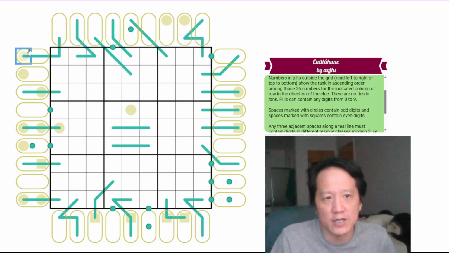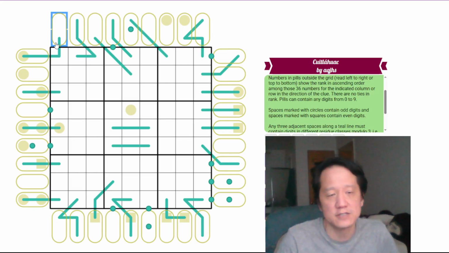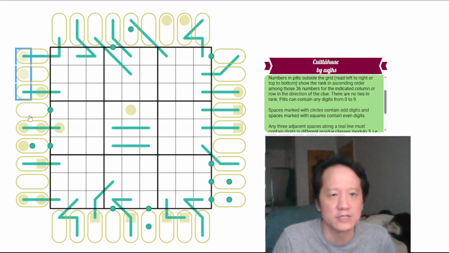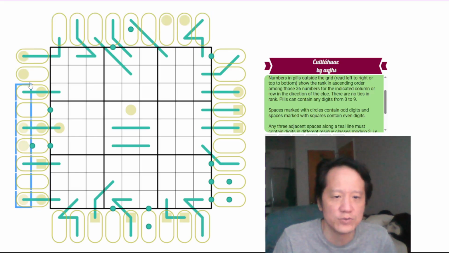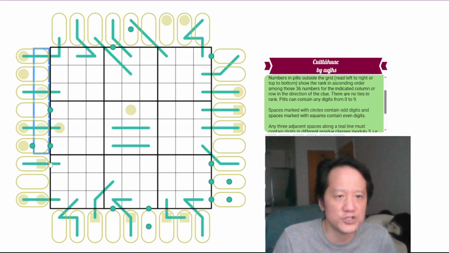So basically, you'll have the numbers 0, 1, all the way up to 36. And the tens digits are always on the outside. Actually, no, that's not true. They're always on the left or the top digit of a pill, and the ones digit will always be on the right or the bottom side of a pill.